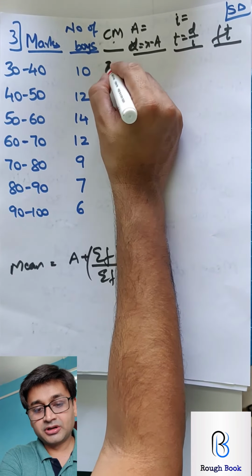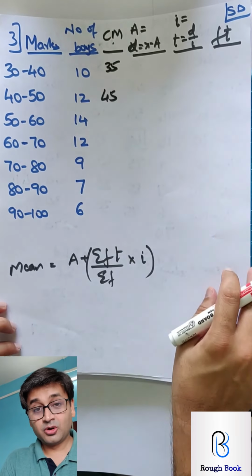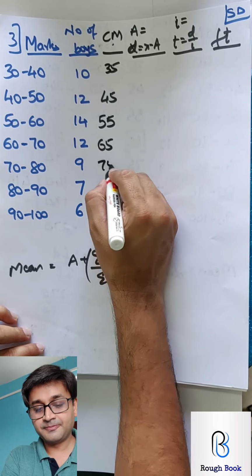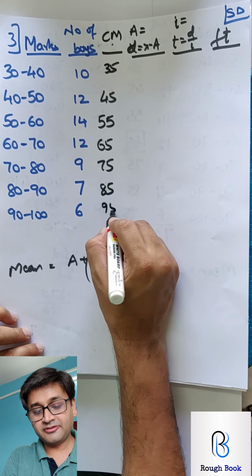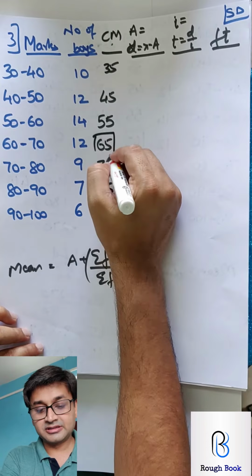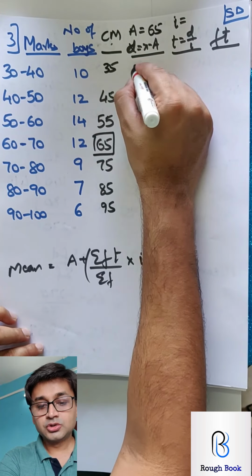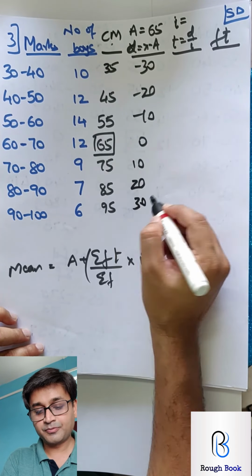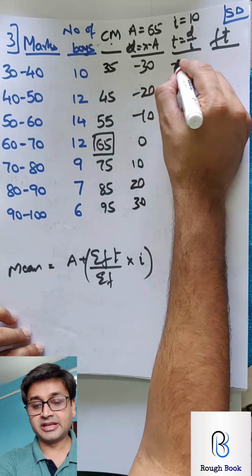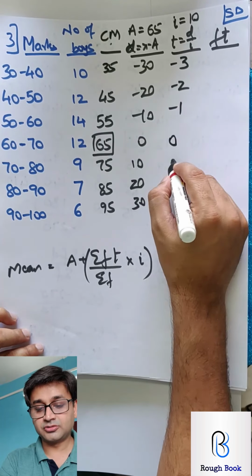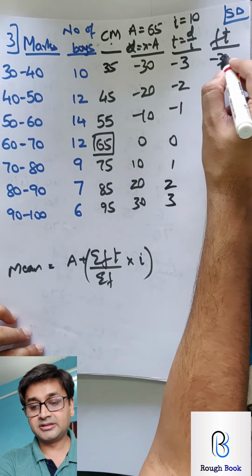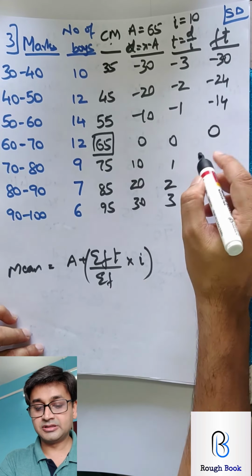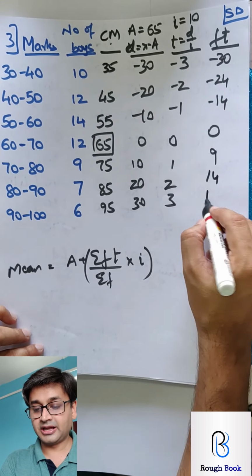So class marks 35, 45. Oh, you are racing with me. Chalo, begin. 55, 65, 75, 85, 95. So I am taking 65 as my A. So minus 30, 20, 10, 0, 10, 20, 30. Dividing, so I keep as 10. So minus 3, minus 2, minus 1, 0, 1, 2 and 3. So minus 3, 30, sorry. Minus 24, minus 14, 0, 9, 14 and 18.